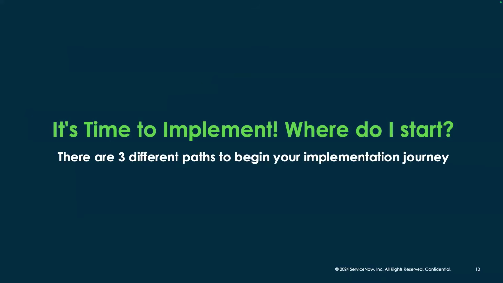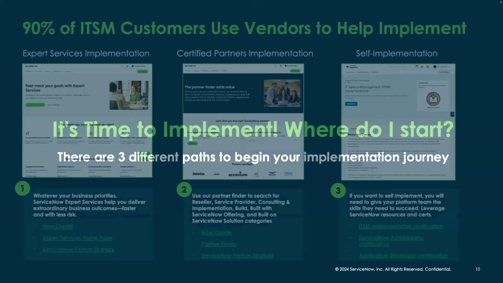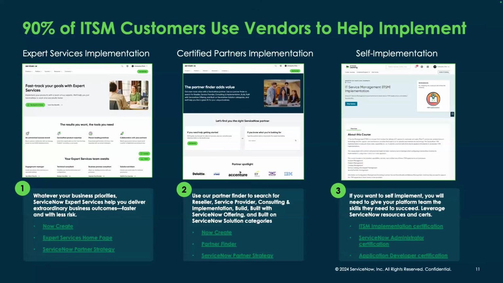So now that you've spoken with your leadership team, you understand what your strategy is. It's time to implement. Probably asking, where do we start? There are 3 different paths to choose from. So the first 2 of those 3 paths is going to be working with a vendor. And I will say 90% of our ITSM customers choose one of these first 2 paths.